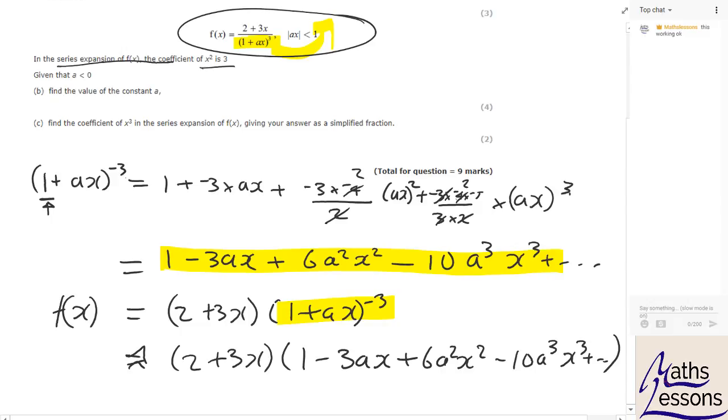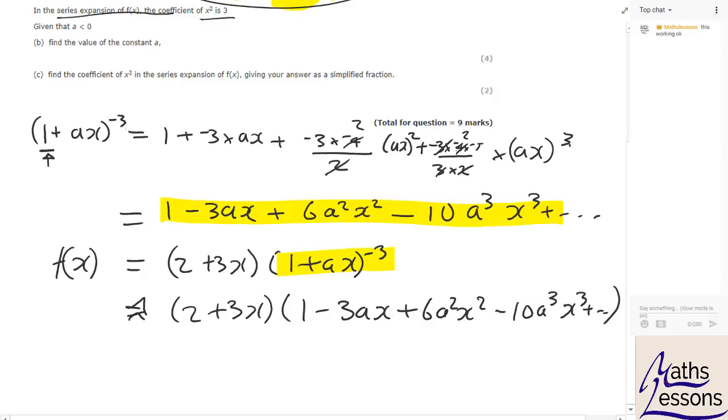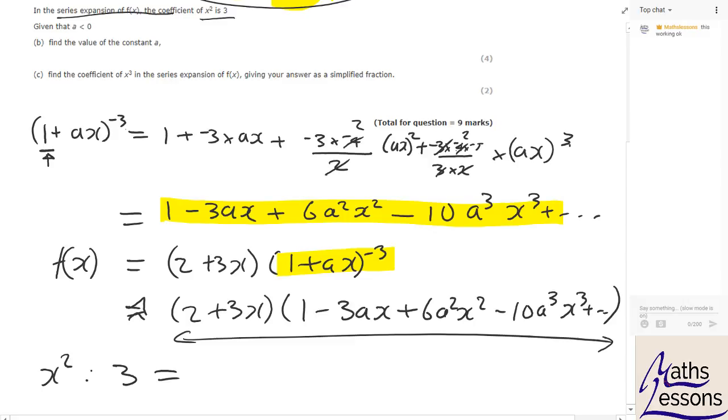Now, for the next bit, we know that the coefficient of x squared is equal to 3. We don't need to multiply the whole of this out to do the rest of the question. We just multiply the bits we want. So to get the x squared, we need the 2 times the 6a squared, and we need the 3 times the 3ax, because 3x times 3ax will give you an x squared as well. So 3 will be equal to 2 times 6a squared, which is 12a squared, and then we've got the 3 times the minus 3a, so it's going to give us minus 9a.